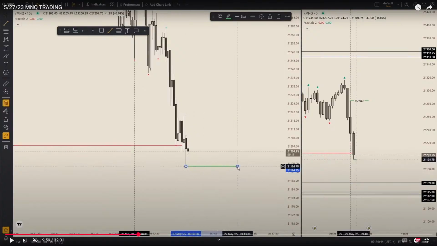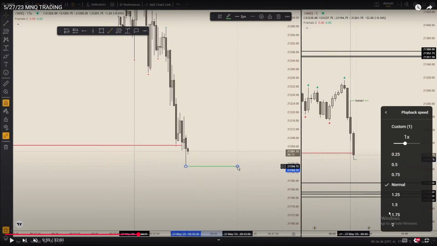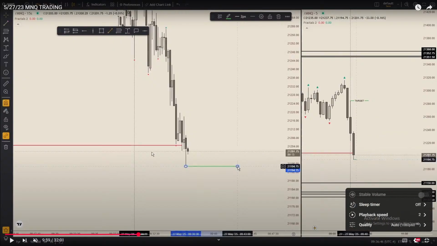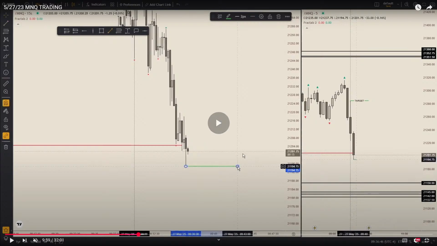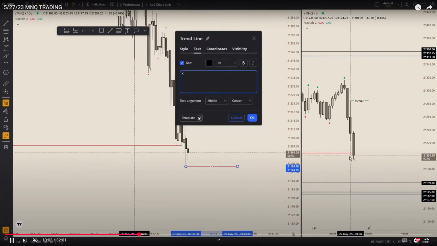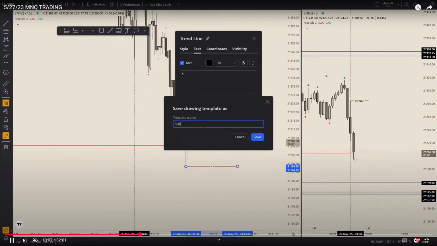So starting off as we always do, we got our 5 minute sweep, which is this red line here. You can see I'm starting to draw out my 15-minute sell side. I have it at 2 times speed like always.